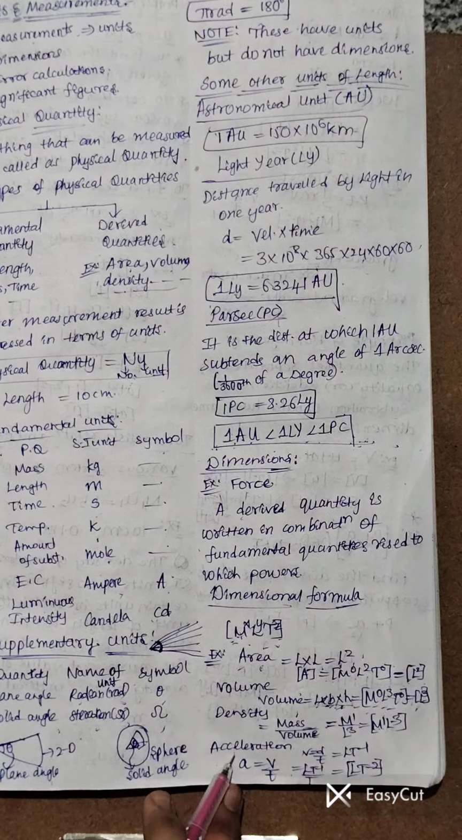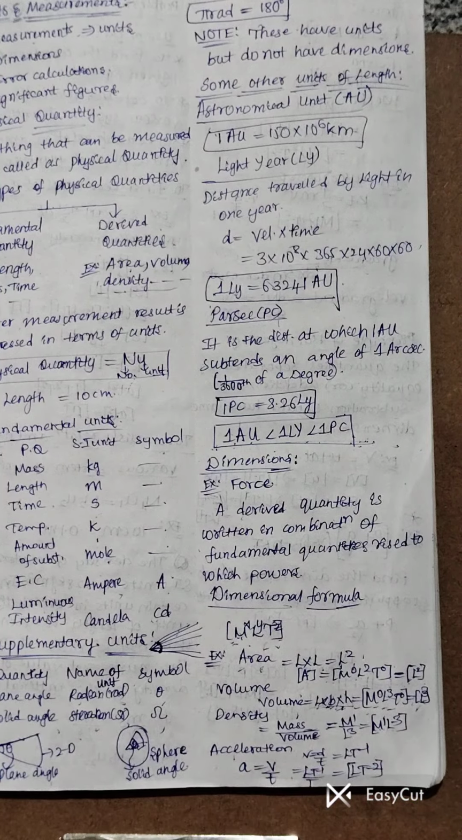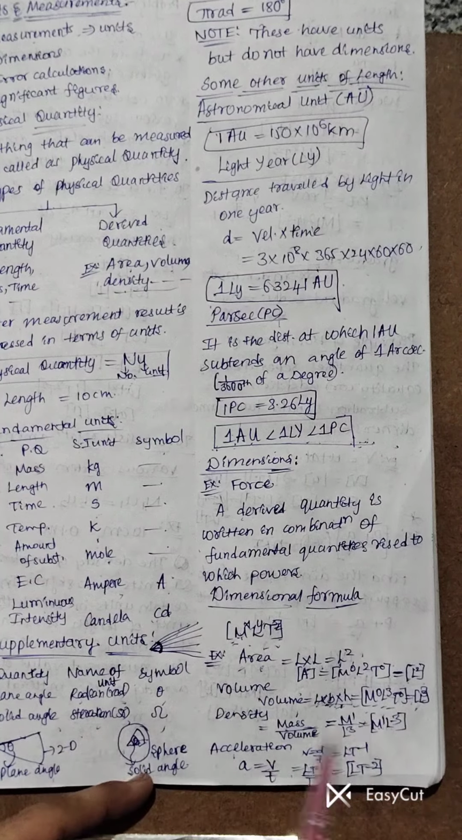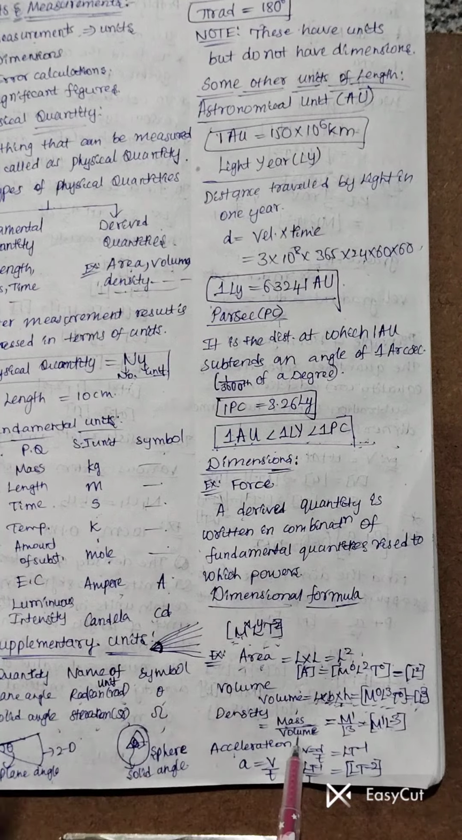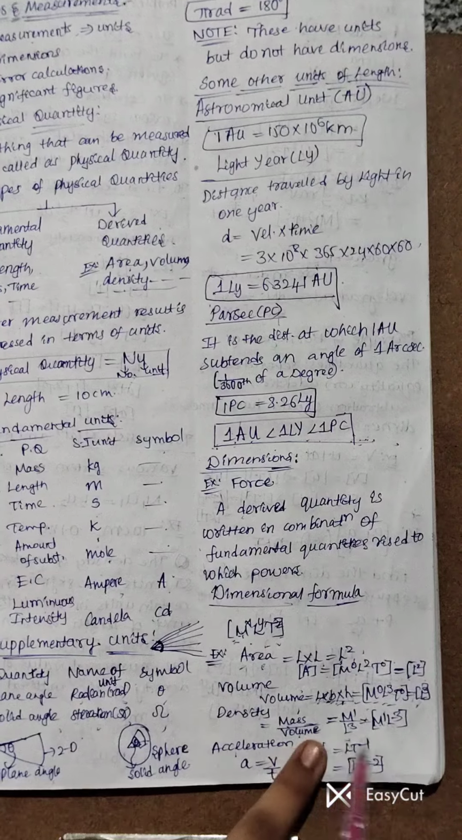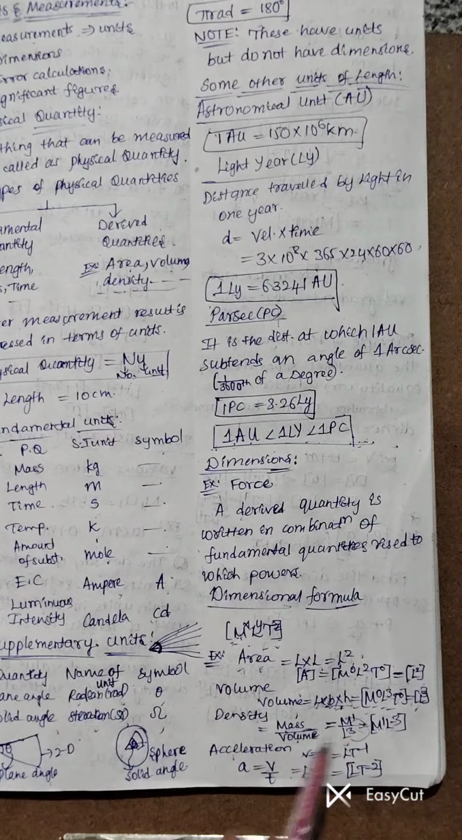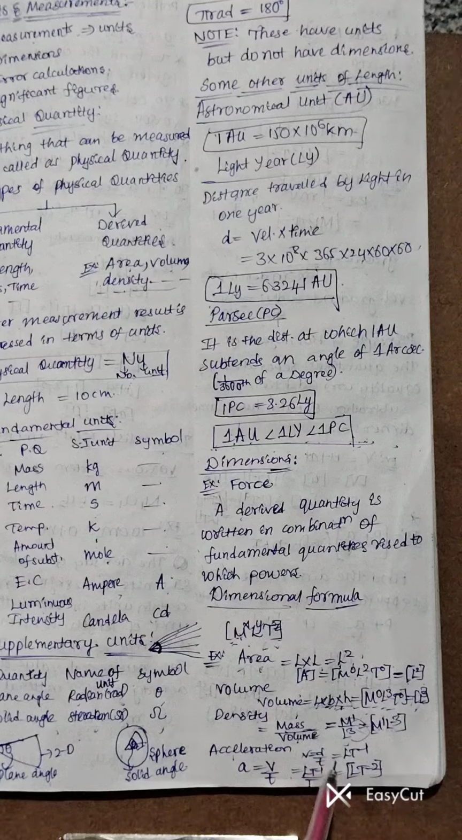And now coming to density, we can write density as mass by volume. So it is dependent on mass. So M power 1 by volume. What is the dimensional formula for volume? It is L cube. So if it comes here, then it becomes L power minus 3. Now the dimensional formula for density is M power 1 and then L power minus 3.